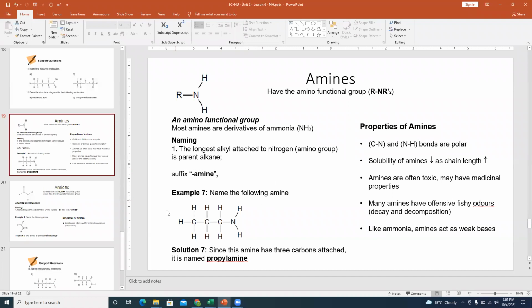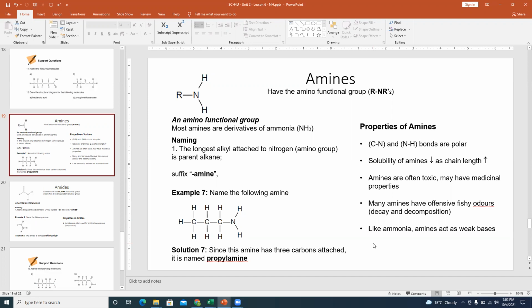Okay, so for example, if we have a molecule that looks something like this, and here is our amino group, our NH2 group here. And so what's attached to this nitrogen here? 1, 2, 3 carbons. This amine has 3 carbons attached to it. So it would be prop. So it would be a propyl amine, right? Propyl amine.